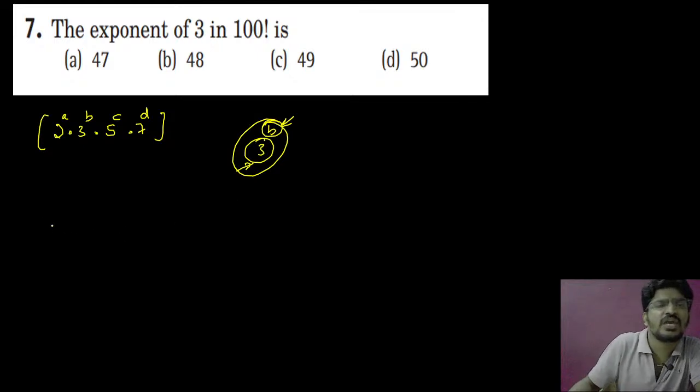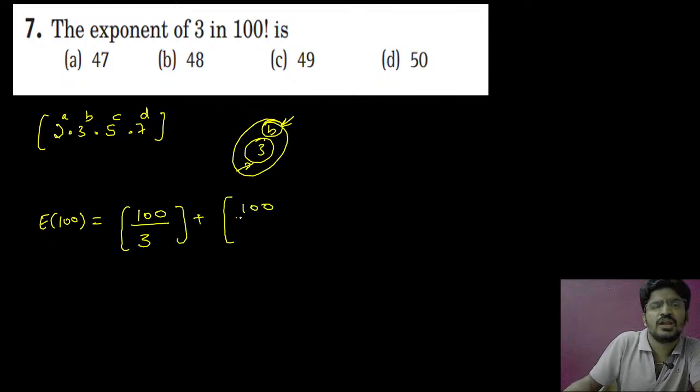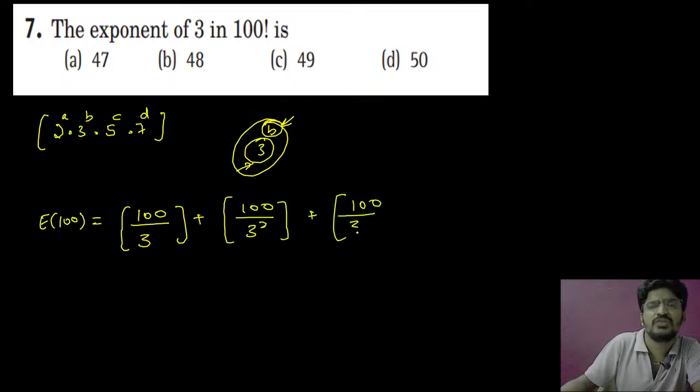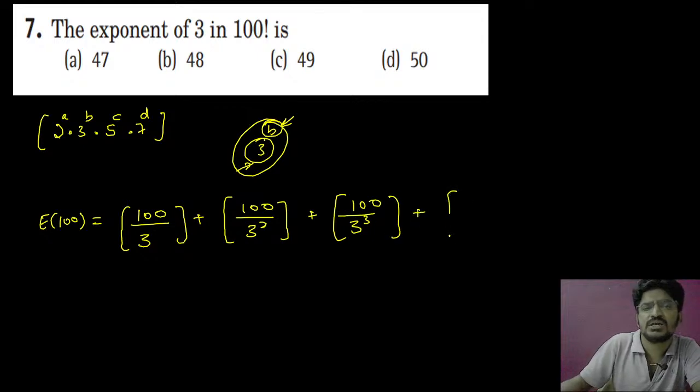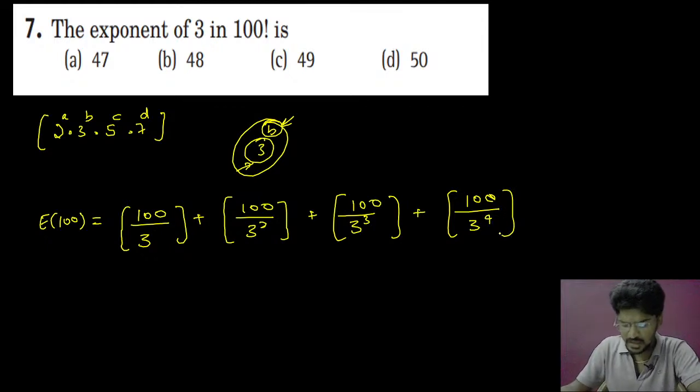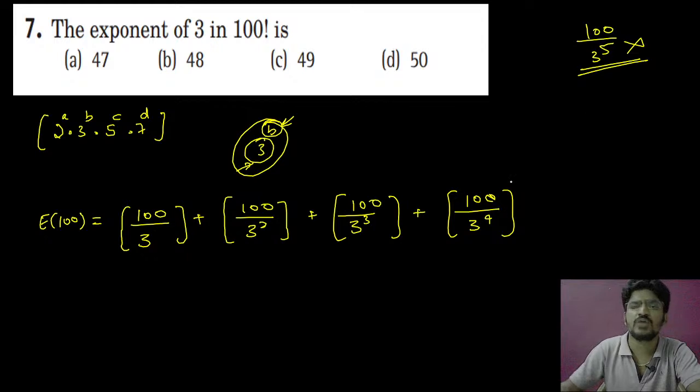Okay, so now we can solve it by E of 100. So that is nothing but greatest integer of 100 divided by 3 plus greatest integer of 100 divided by 3 square plus greatest integer of 100 divided by 3 cube plus greatest integer of 100 divided by 3 to the power of 4. Okay, so next I can't write greatest integer of 100 divided by 3 to the power of 5. I can't write that. It will not be according to our problem.